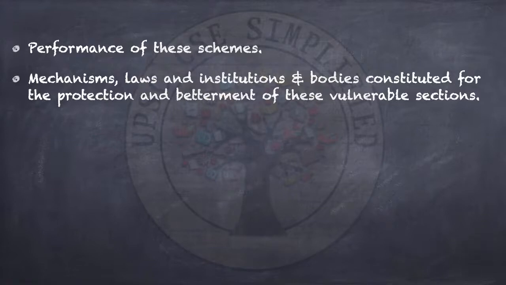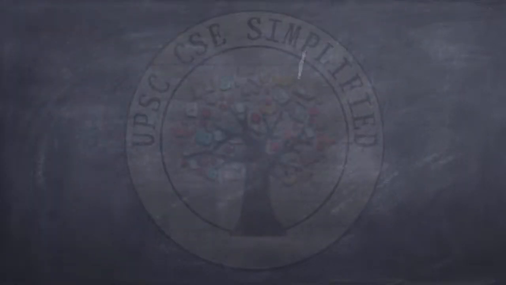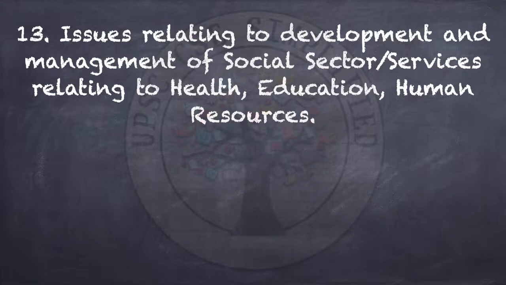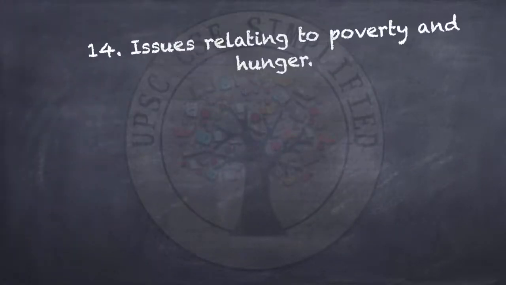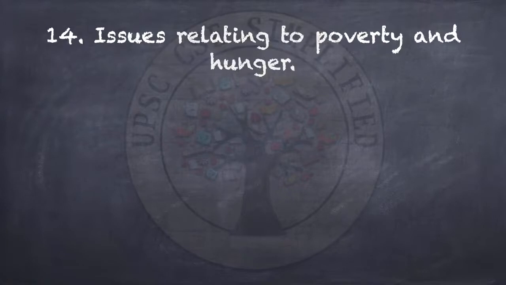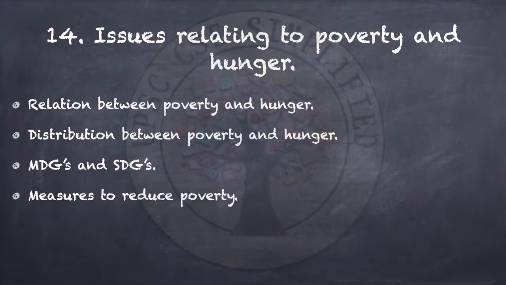Moving towards the 13th theme is the issues relating to development and management of social sector, services sector related to health, education and human resources. Issues relating to development and management of social sector services. It will be the health, education, human resources. Next is the 14th theme, that is the issues relating to poverty and hunger. In this we will see relation between poverty and hunger, distribution between poverty and hunger, MDGs and SDGs, measures to reduce poverty.